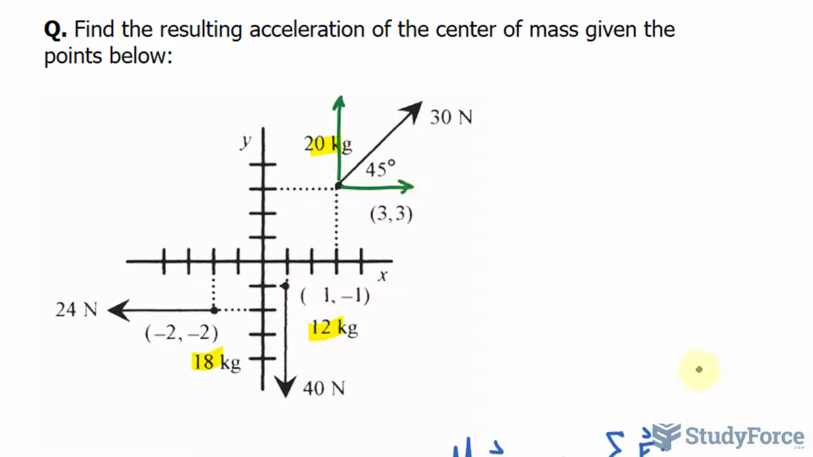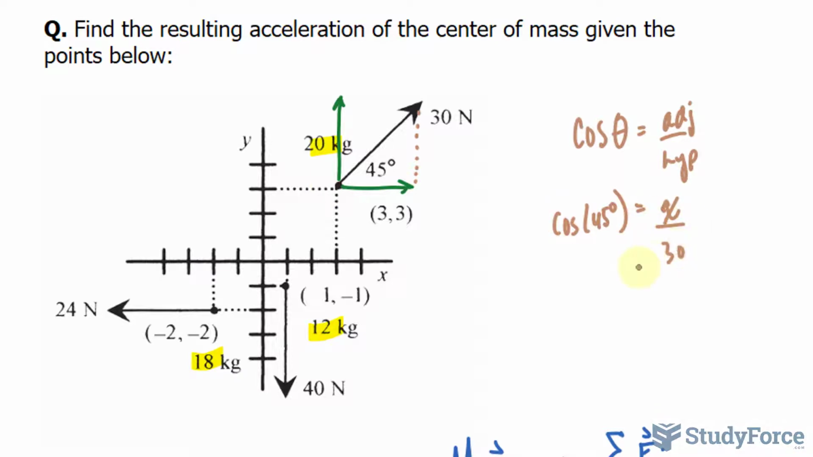To find the x component, remember the trigonometric function: cosine relates the adjacent side to the hypotenuse, which is 30 newtons. So cosine theta is equal to the adjacent over the hypotenuse. The angle is 45 degrees, adjacent is what we're looking for, and the hypotenuse is 30. So solving for x, I have 30 cosine 45 degrees.